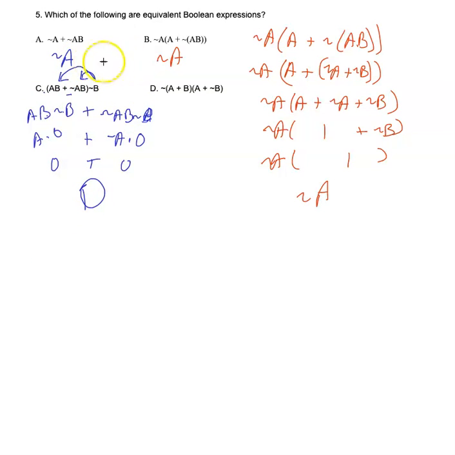So it's not equivalent to A and B, because those could turn out to be true. If the A is false, then the opposite of false is true, and that would not be equivalent to a false. So C is not equivalent to A and B. It's not going to be part of the answer.